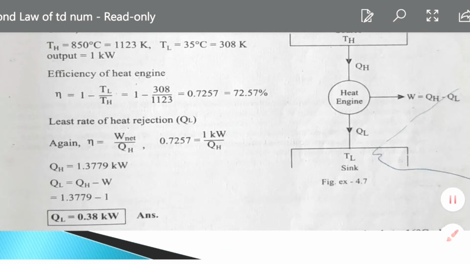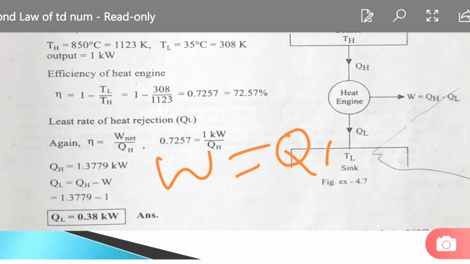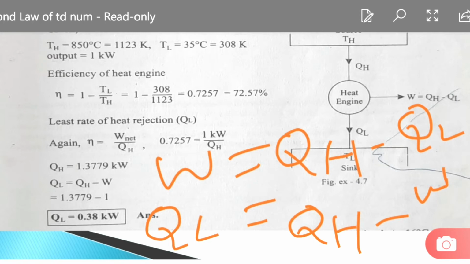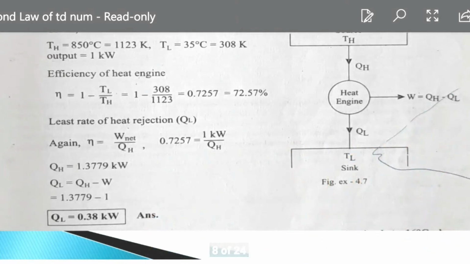Okay, from work output or work done, W equal to QH minus QL. So the value of QL will be equal to QH minus W. So this will be equal to 1.3779 minus 1, and that is equal to 0.38 kilowatt.